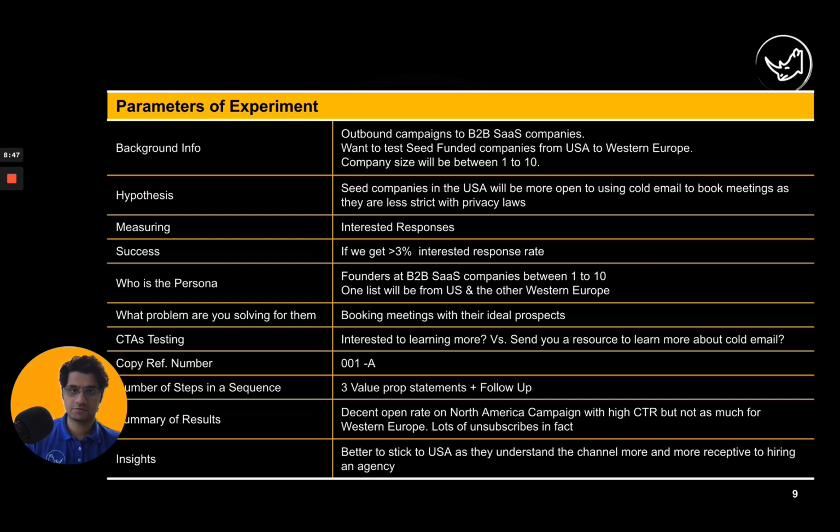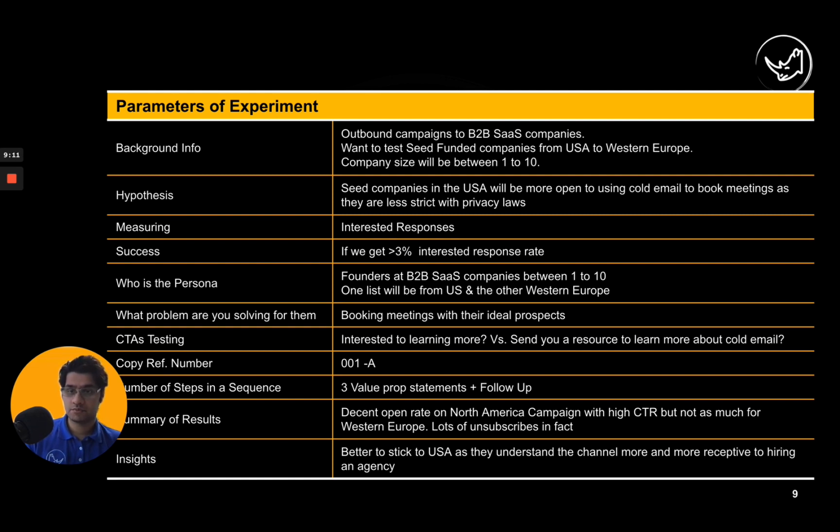have the relevant resources. All right, CTA testing: we're going to look at interest in learning more, or "Hey, can I send you a resource to learn more about cold email?" So remember what we talked about with different CTAs, frictionless CTAs, and how you can leverage things like assets. I'm going to use the copy from 001A. There are going to be 3 value props with the respective follow-up. So that's about 6 steps, right?